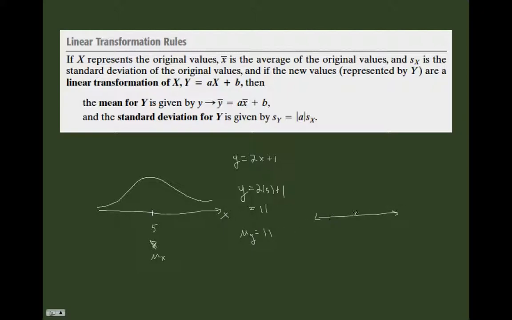So if I draw this now on a horizontal axis labeled y, that means 5 got transformed to 11. The key thing to see is that there was a horizontal shift. There were two things: a scaling, that's the multiplication, and then a shift to the right because of the plus 1. That makes sense because the mean is a measure of center, so it's going to be affected both by scaling, multiplication, and also by addition.